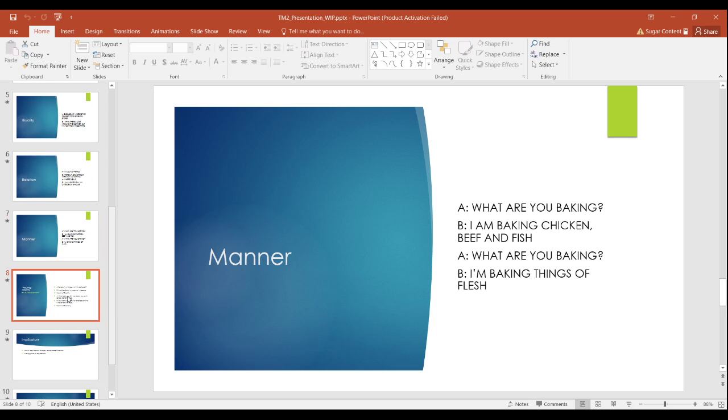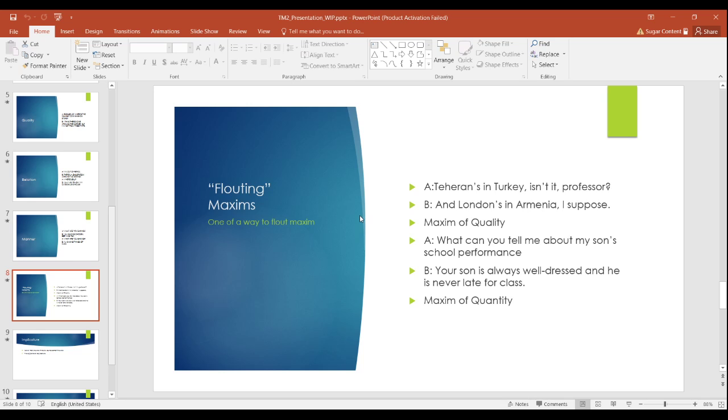Now, I would like to talk about flouting maxims. They are essentially violating maxims purposely. The word implies that the speaker is violating a maxim in a very obvious way. It is not meant to be the result of confusion or anything. The speaker is intentionally violating them. As you can see from the example, A is saying Tehran in Turkey isn't a professor, but B is purposely saying that London's in Armenia, and they're violating the maxim of quality because if you know geography, Tehran is not in Turkey, it is in Iran, and London is in England, not Armenia. That's a little bit of geography there.